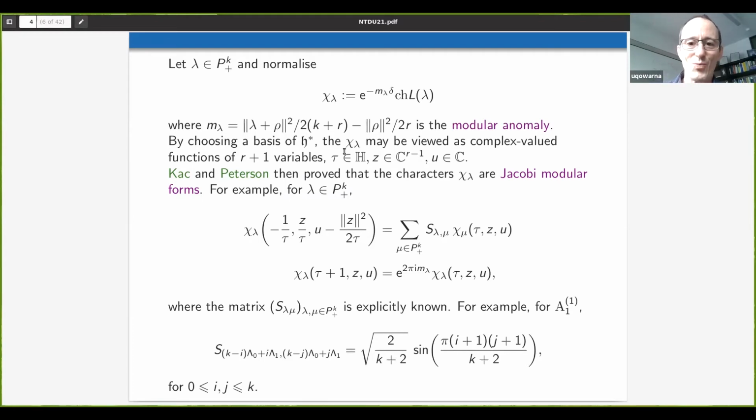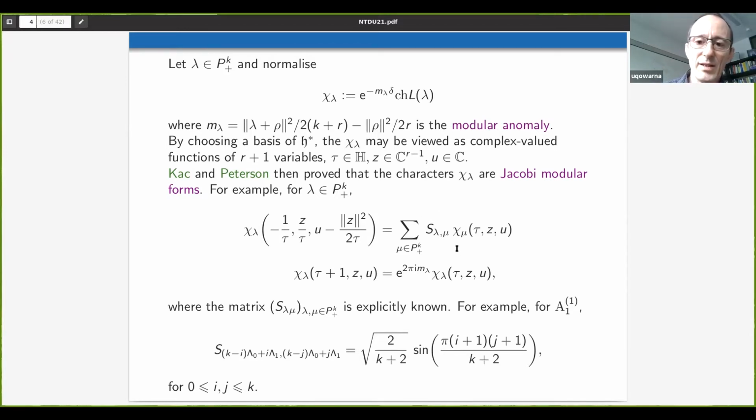So again, let's not worry about all this text here, but if you just look at this formula, you see a character, and it depends on a bunch of variables, tau, z, and u, where z is an r minus 1-dimensional set of variables. But you can see it transforms. So you take one of these characters, you carry out this modular transformation, and you can essentially express it again as a linear combination of characters.